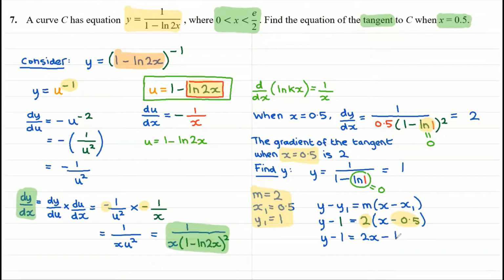Okay. Let's add 1 to both sides. So y is going to equal 2x. Wow. Okay. So that's the gradient. Sorry, that's the equation of the tangent, when x is 0.5, which is what we were asked to find. Okay, so that concludes example 7.